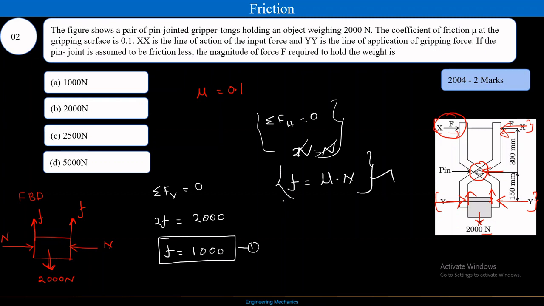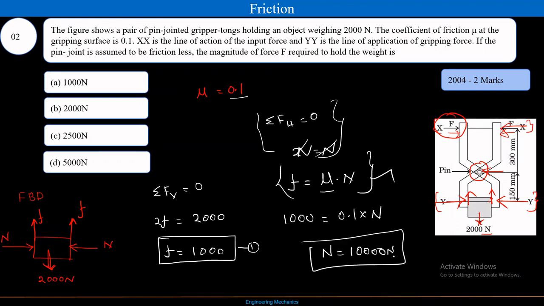So my F, I know my F, that is 1000. This is equal to, what is my mu? This is already given, it is 0.1, into N, right? So what is my N now? N is nothing but 10,000 Newton. So we found out from this block the value of the frictional force and the normal force, which is acting as a result of the force which is applied.